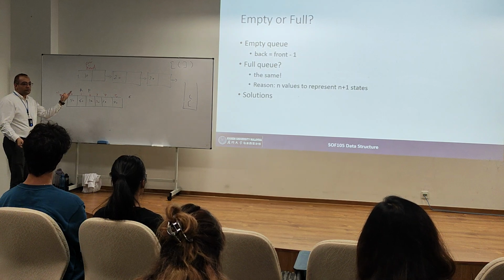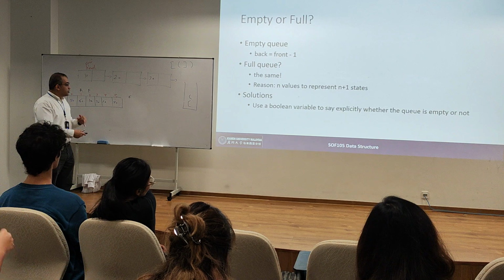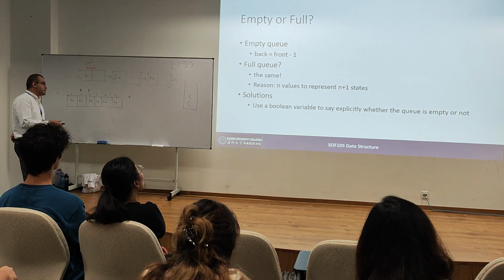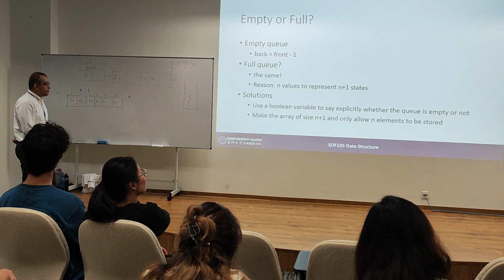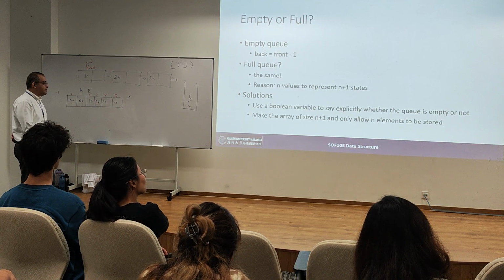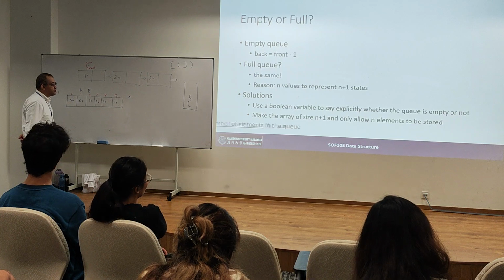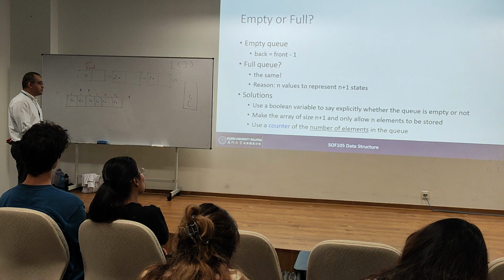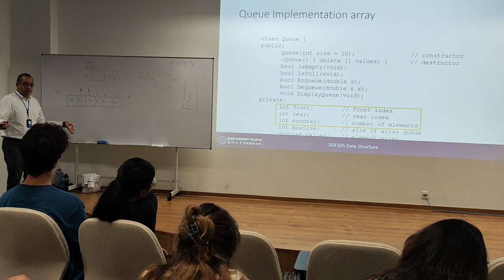If it's equal to 0, what does it mean? Empty. That's it. Okay. So you use a Boolean variable to say explicitly whether the queue is empty or full. Make the array size n plus 1 and only allow n elements to be stored. This is also something we can do. Use a counter of the number of elements in the queue. So far okay or not?